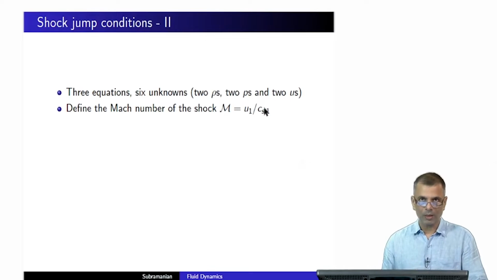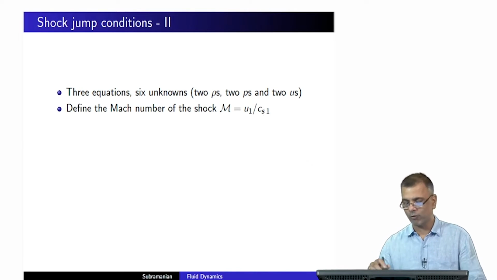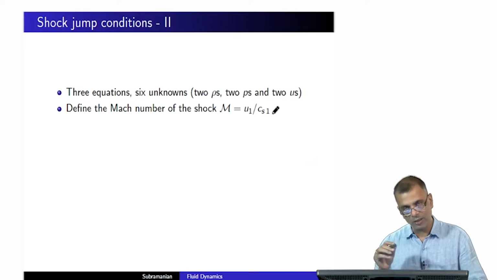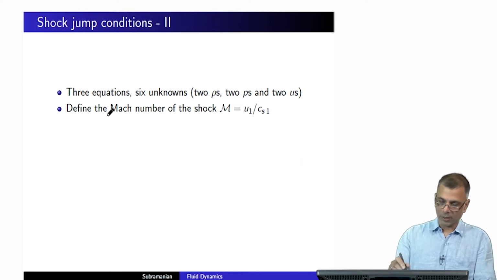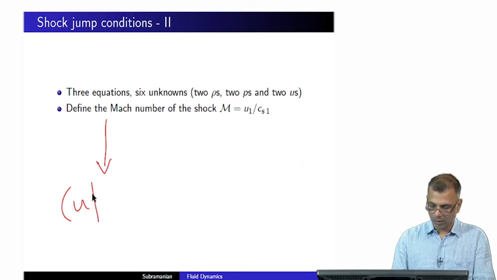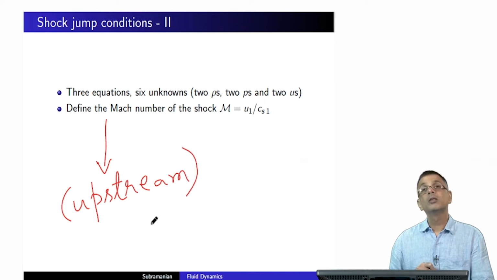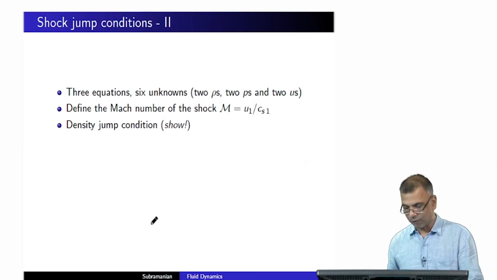Okay, so let's jump right ahead and define the Mach number of the shock as U1 over C_S1. This is just by definition. We could even have defined another Mach number, which would be U2 over C_S2 with respect to the downstream quantity. This is just convention. Conventionally one speaks of the upstream Mach number, and one should really be saying upstream. So this is the upstream Mach number of the shock, and that's the definition.